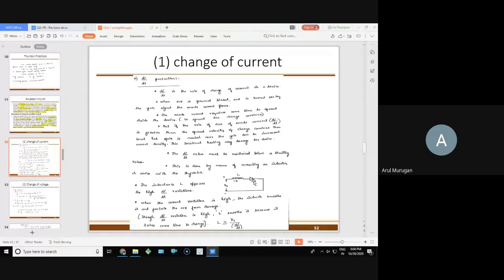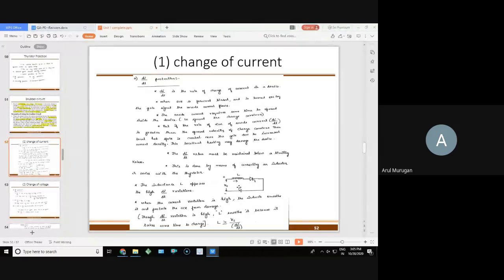See that SCR power circuit. In the power circuit, the anode and cathode are connected with one inductance. So the di/dt protection changes, and automatically the flow of current is minimized. High current will be minimized.